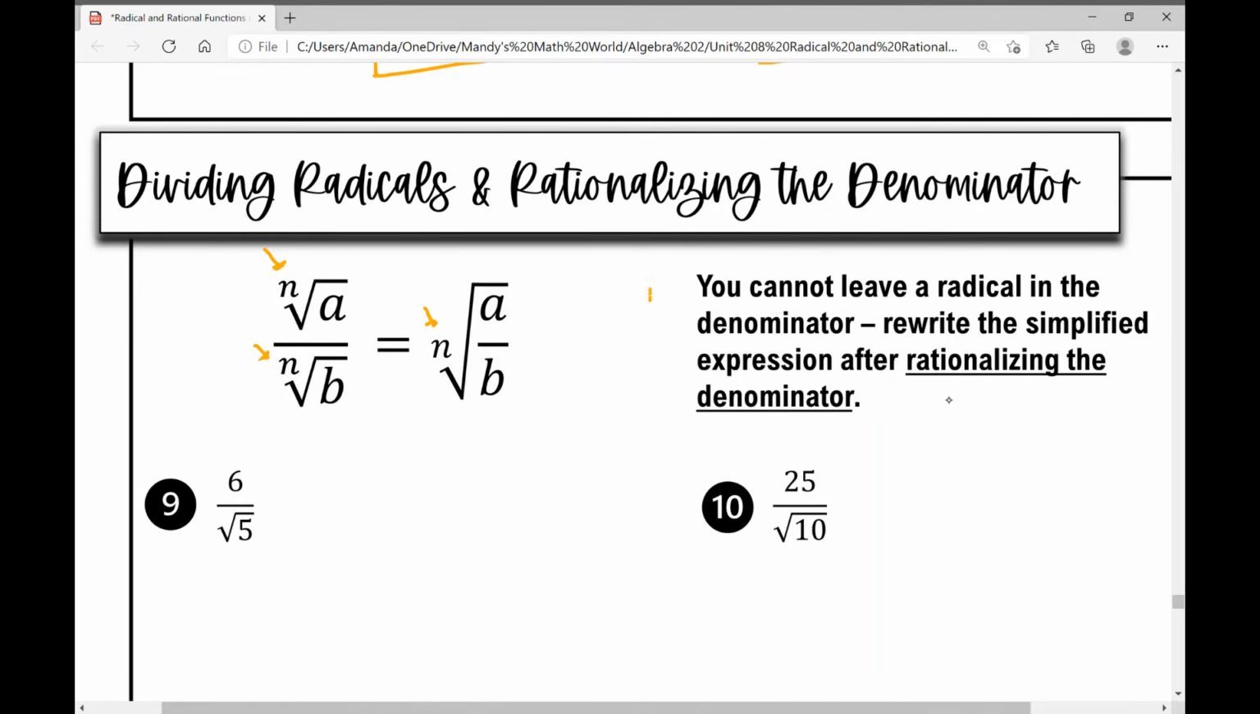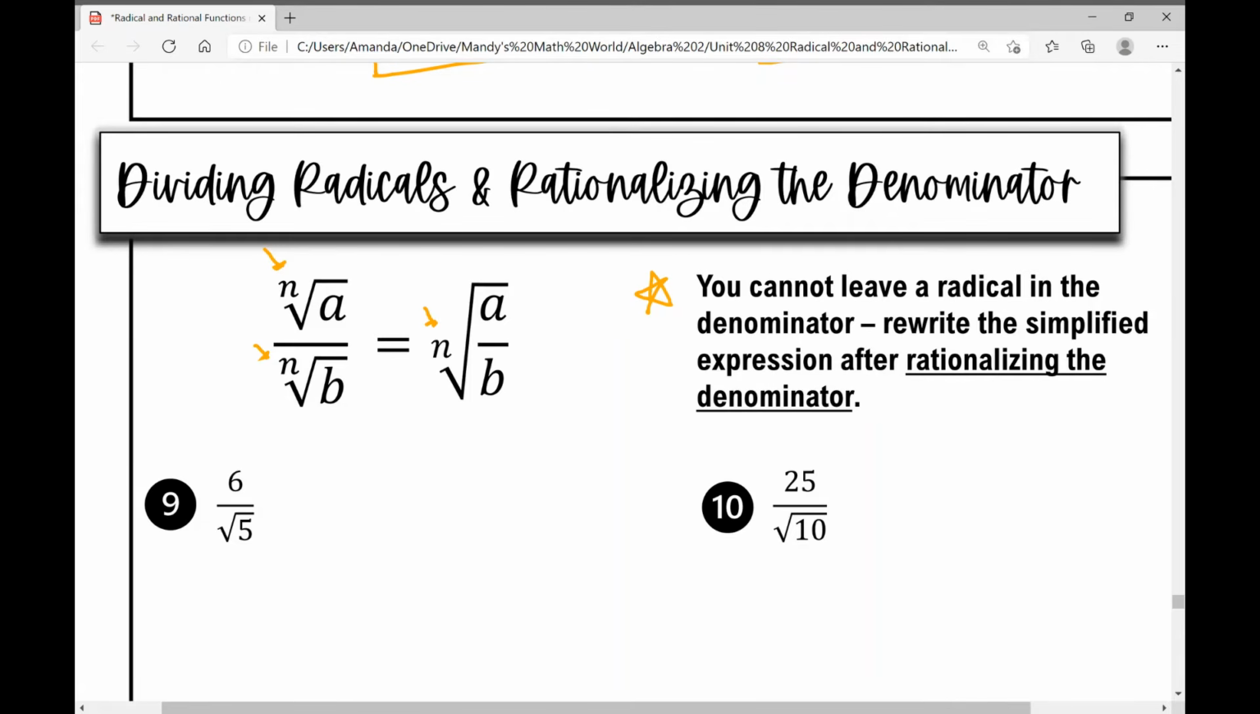But right here, this is really important in algebra. You cannot leave a radical in the denominator. That's not considered simplest form. So remember that we always want to put things in simplest form. You've been doing this since 3rd grade when you simplified 2/4 to 1/2, right? Simple is better. So in upper level math, a radical in the denominator is not considered simple.